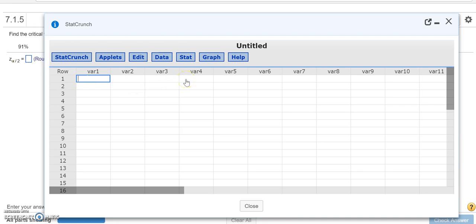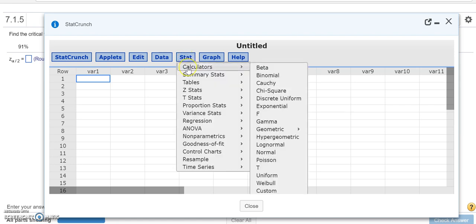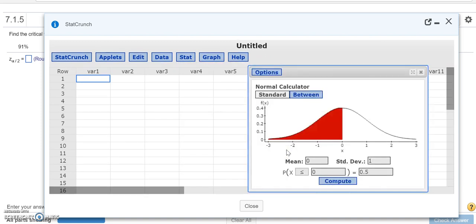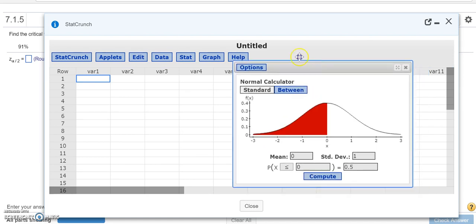In Statcrunch, I want to open up the normal distribution calculator. I do that by going to Stat, Calculators, and Normal. So when this opens, I get this nice little picture.